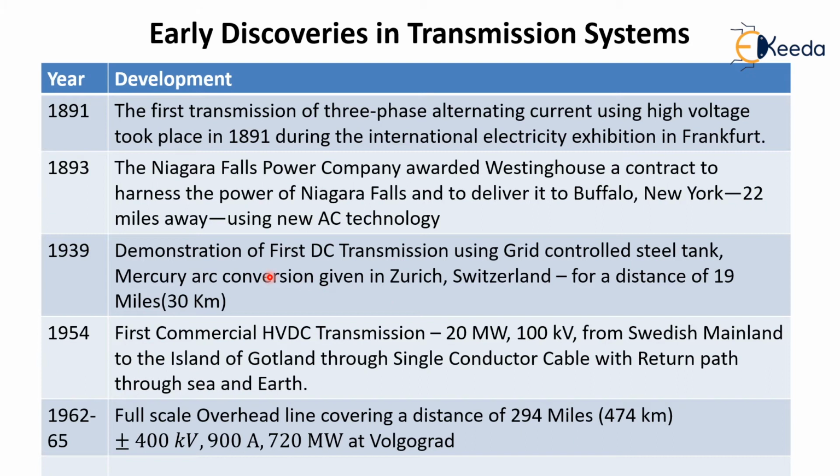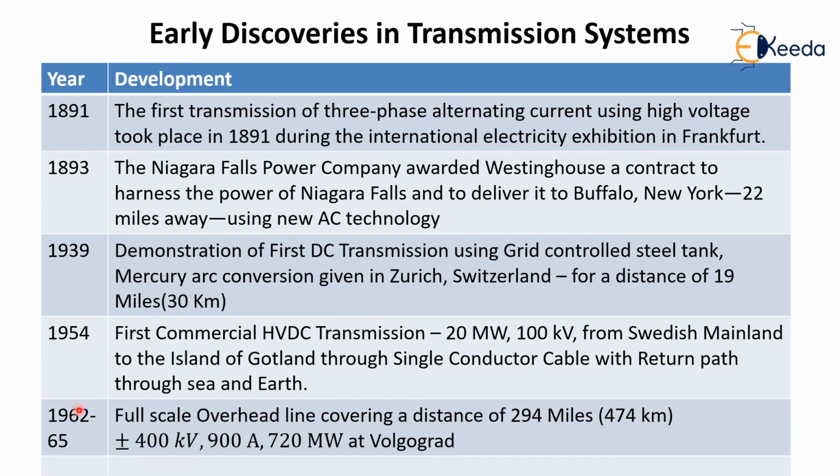In 1954, this was the first milestone of HVDC transmission, where the first commercial HVDC transmission of 20 megawatt, 100 kilovolt went from the Swedish mainland to the island of Gotland through a single conductor cable with the return path through the sea and earth. This is one of the important advantages of the HVDC system, where we can use only a single conductor cable and use the sea and earth as the return path, which is not at all possible in an AC system. We will have a separate video on the comparison between AC and DC transmission, in which we will discuss all these things in detail.